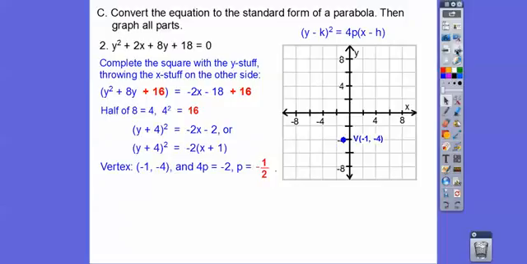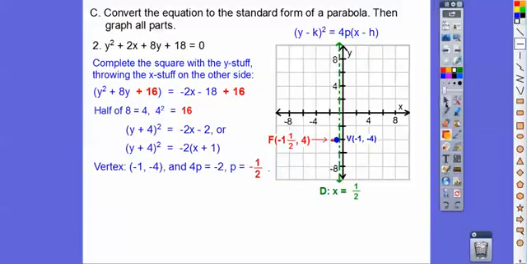Okay, so go ahead and graph that, and then the 4p, you guys, so this is 4p. 4p stands for negative 2, so that means p is negative 1/2. And since y is being squared, it's opening to the left. So if we go a half to the left, our focus will be right there. So what's that? Negative 1.5, comma negative 4, okay? And then the directrix is a half to the right.